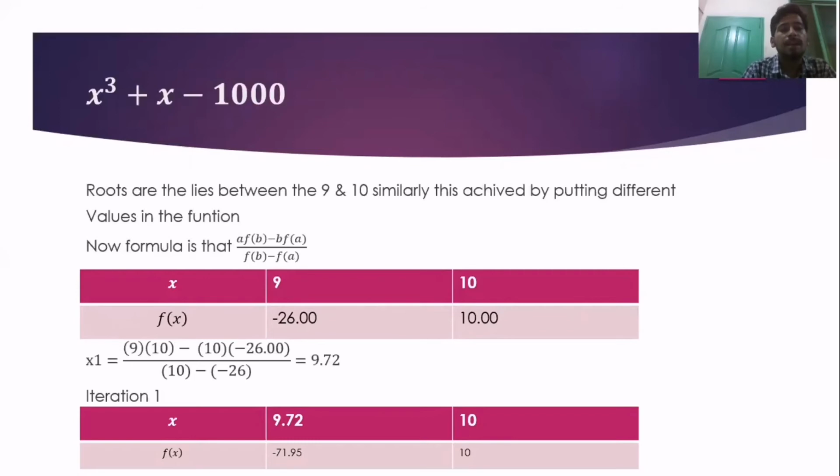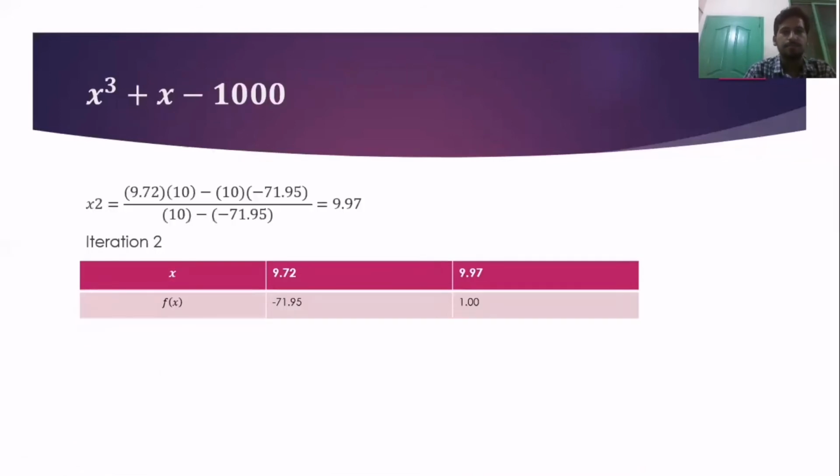In this question, similarly, if we achieve a negative value, then we replace the negative-side value. If we achieve a positive value, then we replace the positive-side integer. This means that in iteration 1, we achieved negative 71.95 as the answer of our function, so we change to 9.72 in this iteration. Similarly, we repeat this operation or method. This is the iteration process of this question.